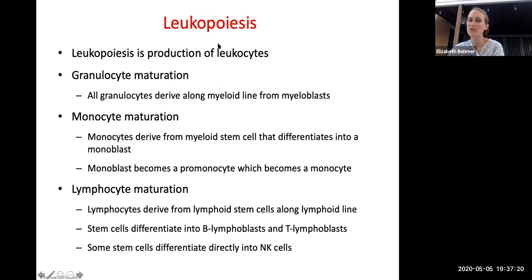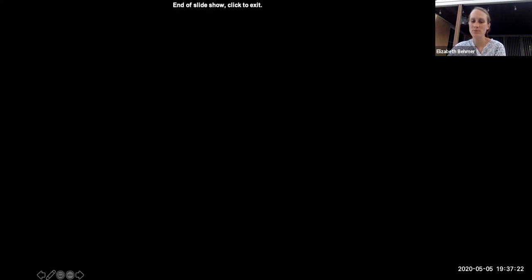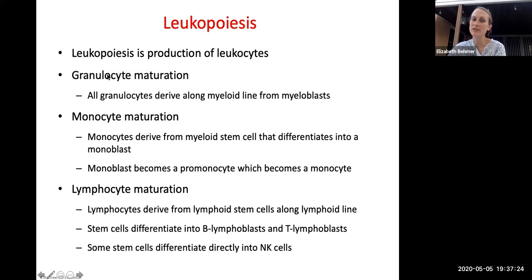Leukopoiesis is the production of leukocytes. They will mature into granulocytes, monocytes, or lymphocytes, and those are just different types of leukocytes themselves.